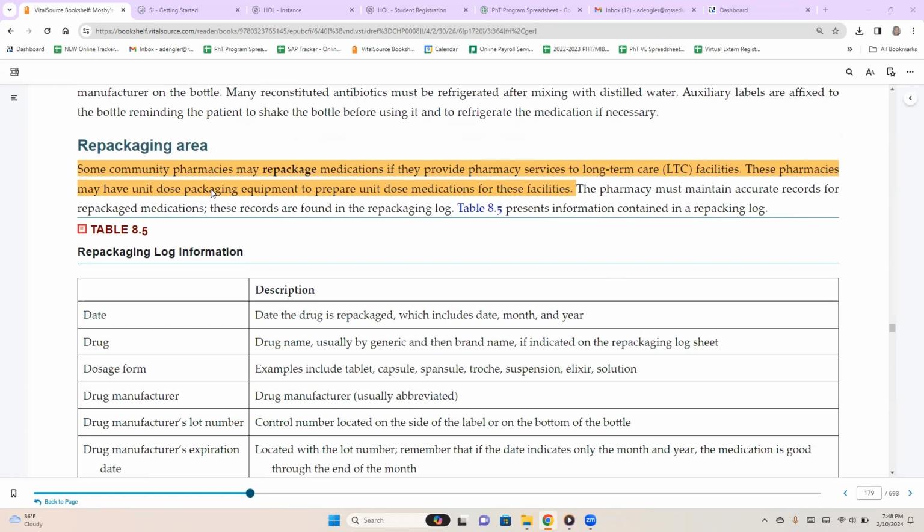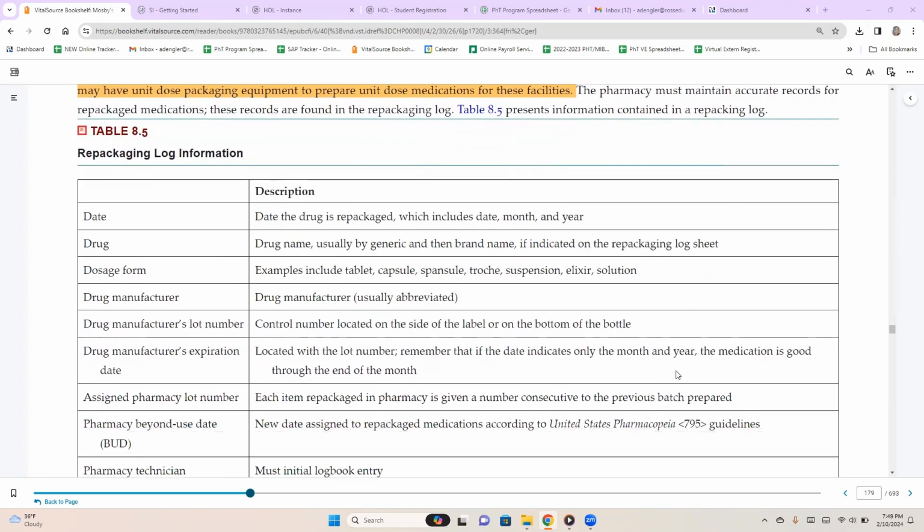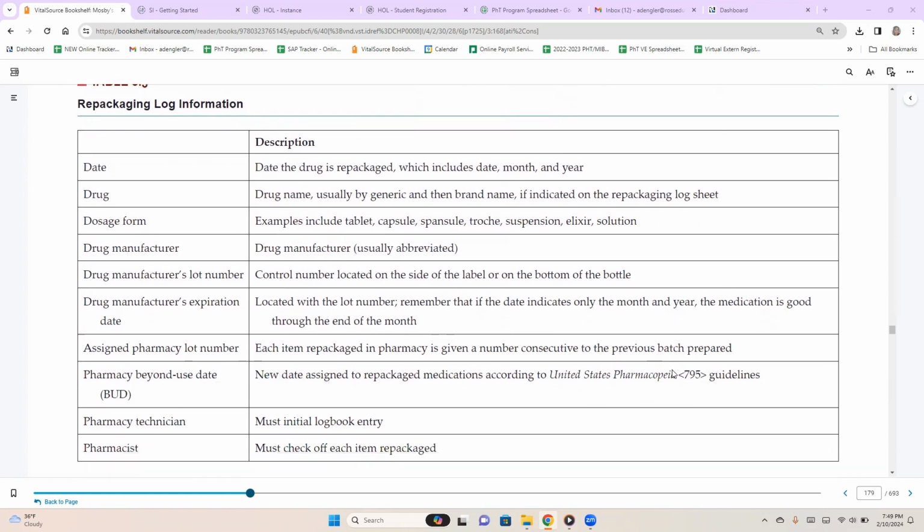Some community pharmacies may repackage medications if they provide pharmacy services to long-term care facilities. These pharmacies may have unit dose packaging equipment to prepare unit dose medications for the facilities. Here is table 8.5 showing repackaging log information.